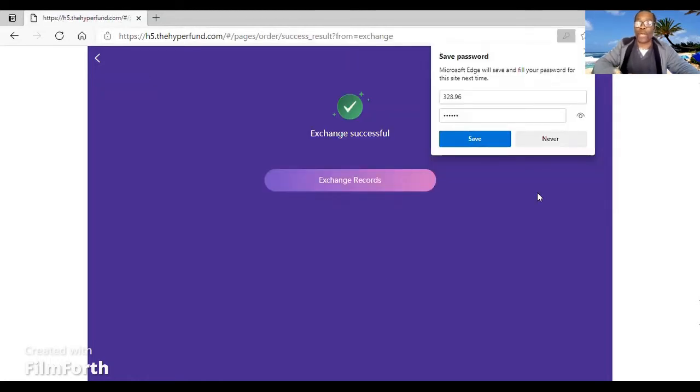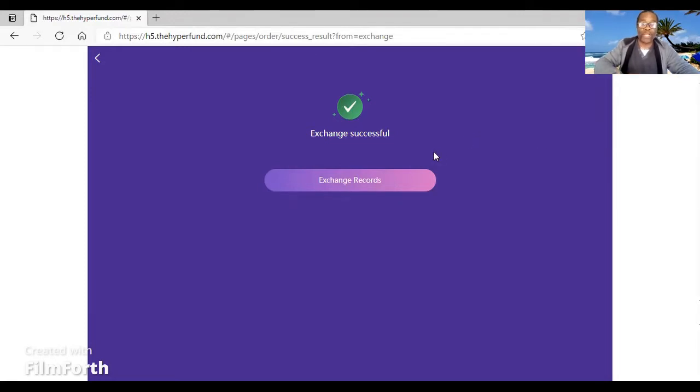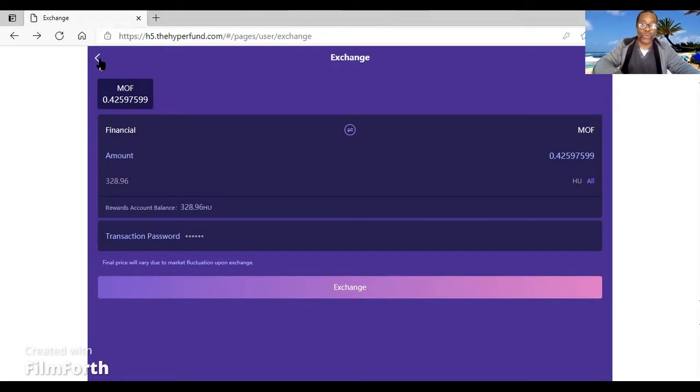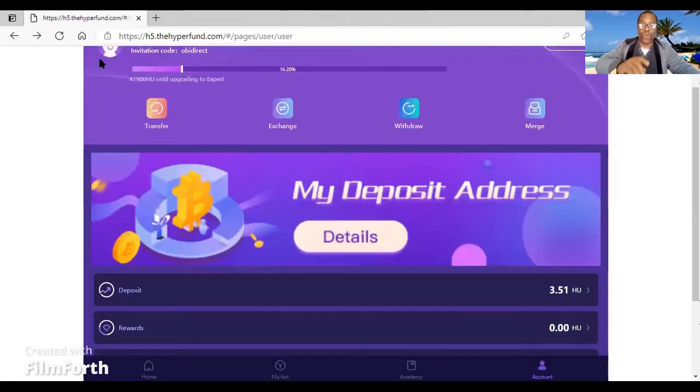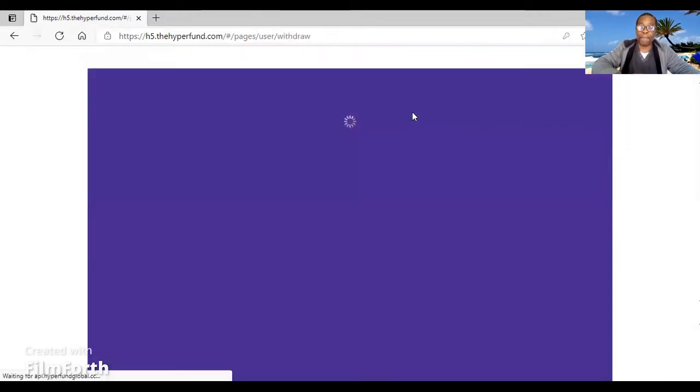Exchange has been conducted successfully. So you can see that exchange successfully. So that is that. What one has to do now is to withdraw the molecular feature. You go to withdraw.